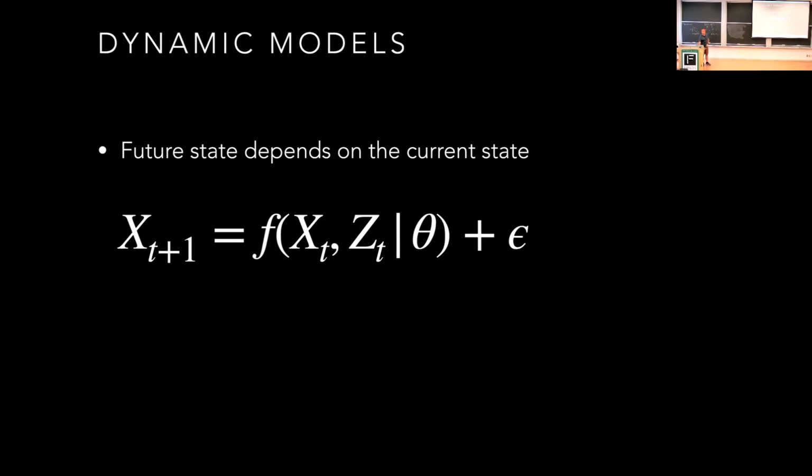So I have some state variable x, some covariates, some parameters, some process error. So here's an example. State models are for when you... oh, I didn't jump ahead.